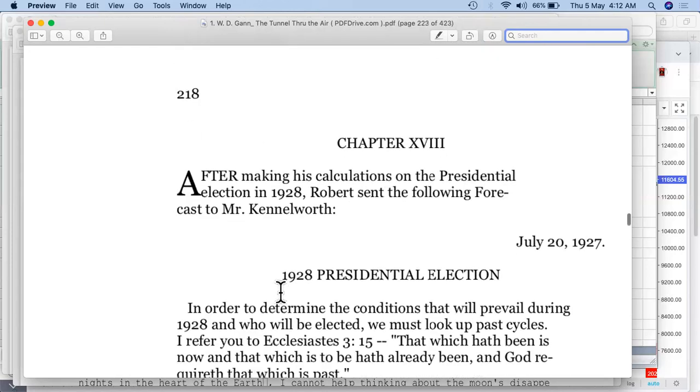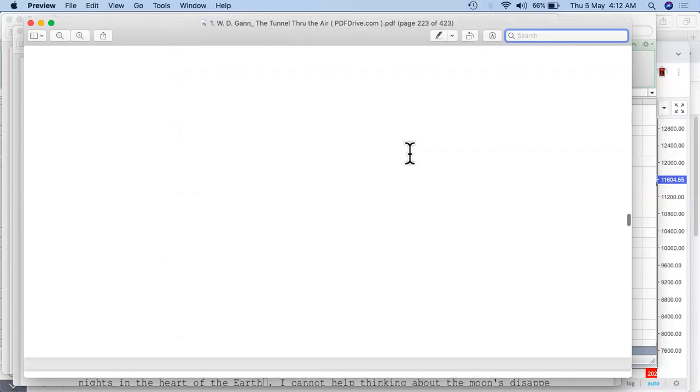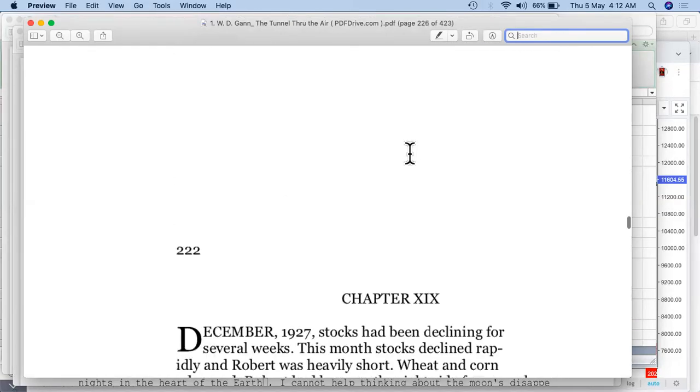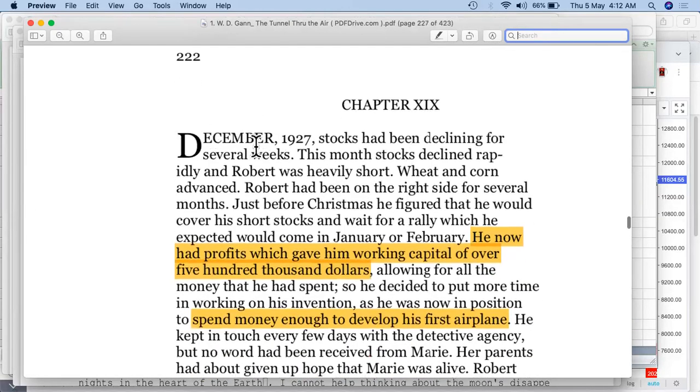I will come down to page number 222. So this is presidential elections. We'll not get into the details of this one. Yep, this is our chapter which is there.